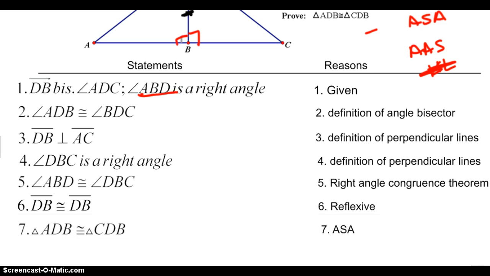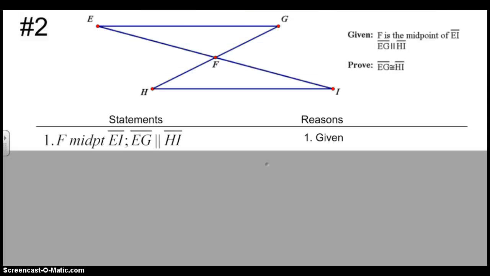Triangle ADB is congruent to triangle CDB by angle, side, angle. So let's look at another example of a proof with congruent triangles. Copy this one down, pause, and when you're ready to go, hit play.